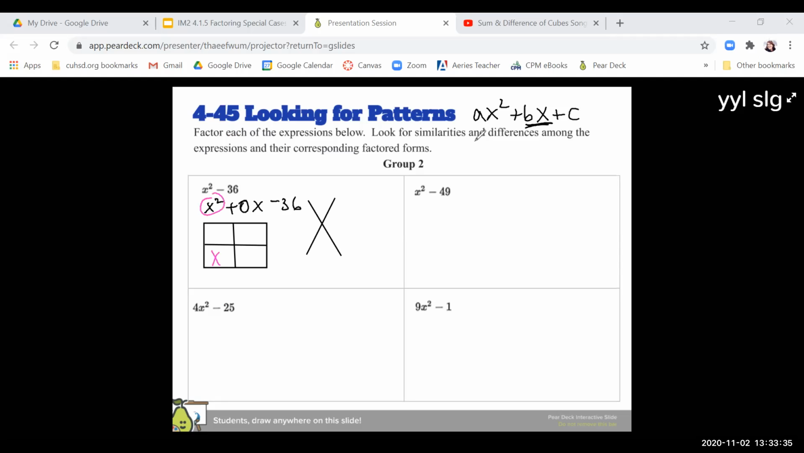We have an x squared here and a negative 36 here. We multiply those together to get the top of our x. The 0x in the middle goes in the bottom of the x. Then we need 2 terms that multiply to be negative 36x squared, but add to be 0. The combo that does that is 6x and negative 6x. So that completes our area model.